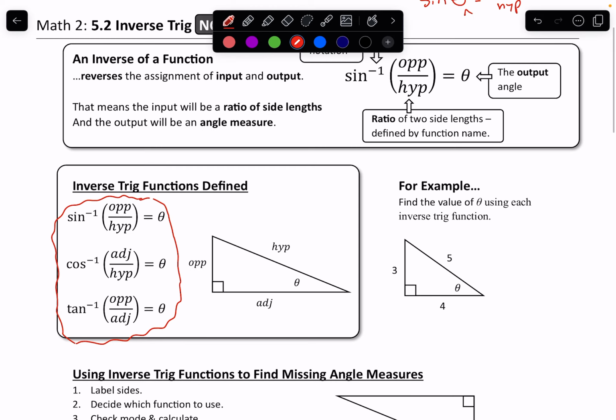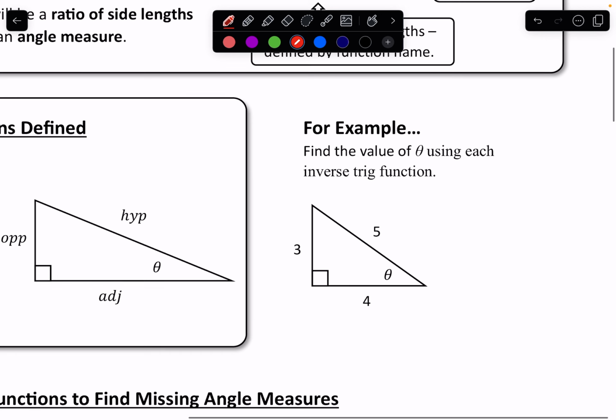So let's try this. I've got a right triangle over here on the right. I know all three of the sides, but I don't know the angle on the inside. So I'm going to start by labeling. This side over here is the hypotenuse. This side across from theta is the opposite. This side at the bottom is the adjacent. So if I were to write my trig ratios, I don't have to use all three of them. In fact, I can use whichever one I want, but we're gonna practice writing all three.